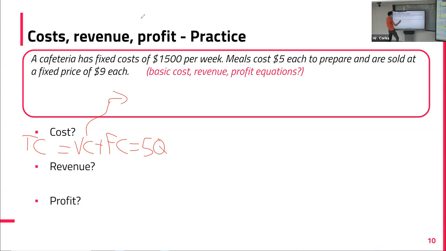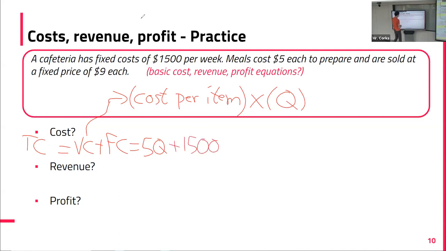So variable costs here are your cost per item. Remember, cost here is not cost to customer, it's production cost. How much does it cost us, the business owner, to make the thing? So cost for each individual item times the number that we sell, and that's what we call Q. So plus 1,500 for our fixed costs.